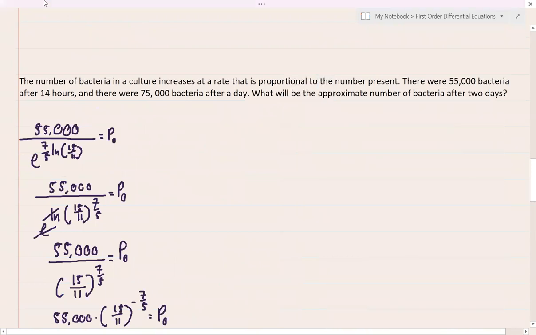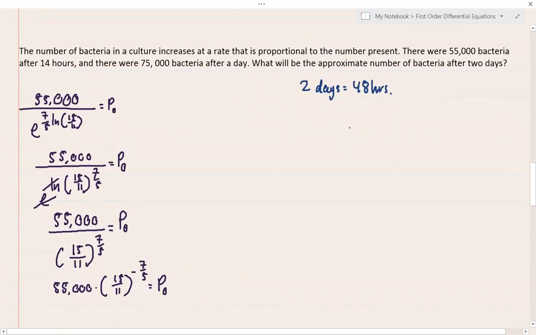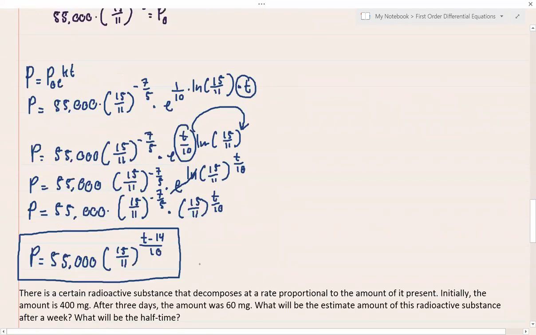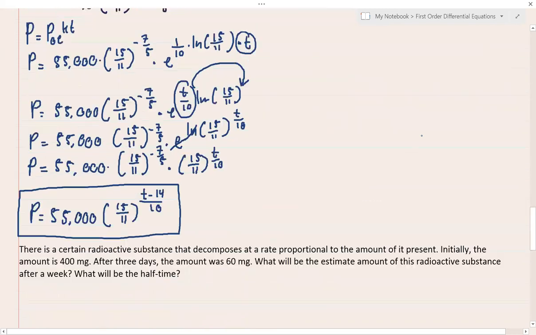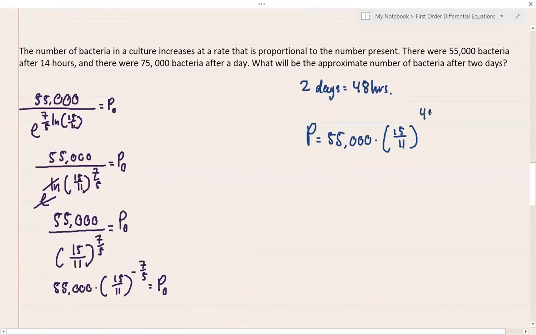Now we can answer the problem. What will be the approximate number of bacteria after 2 days? Remember, 2 days is equivalent to 48 hours. So we will substitute it in our simplified formula. P is equal to 5,000 times 15 over 11 raised to t, or 48 minus 14 all over 10.